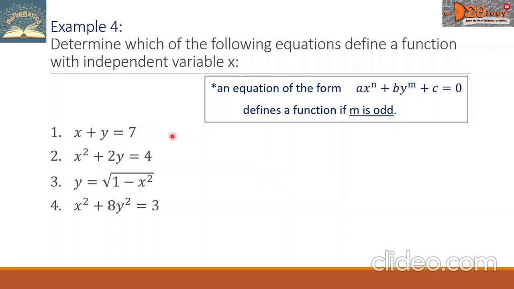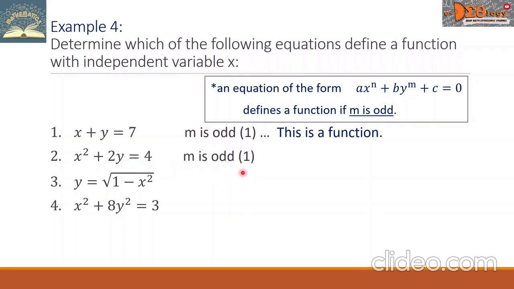Now let us see equation 1. X plus y equals 7. Note that the power of y is 1. So we say that m is odd. Therefore, this is a function. Equation 2. X squared plus 2y equals 4. Note here that the exponent of y is 1. So we say that m is odd. So this is a function.